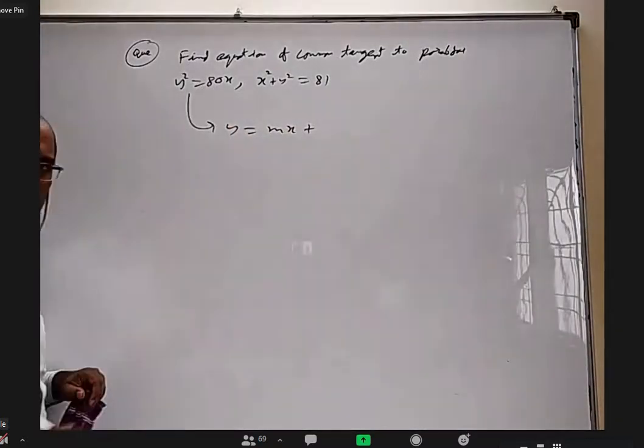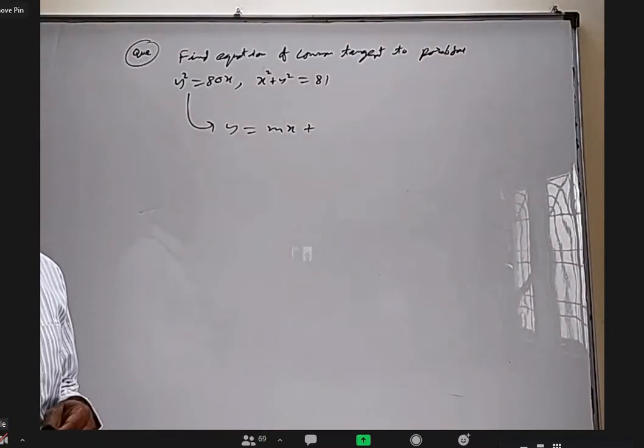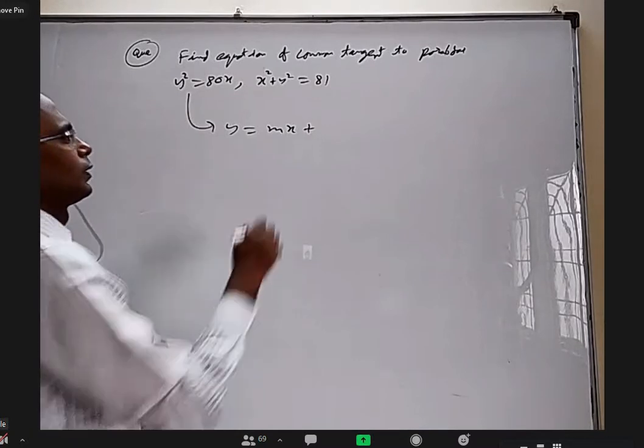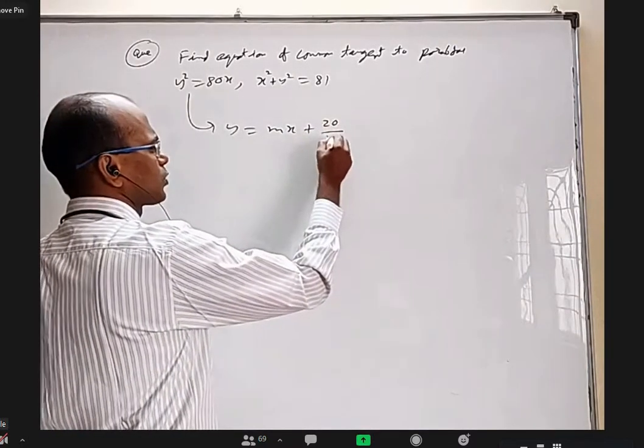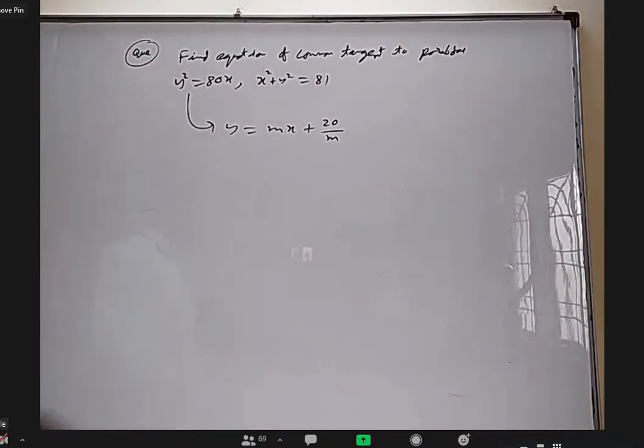And what is the value of a here? 4a is 80, so a is 20. So y equal to mx plus 20 by m is the general tangent to the parabola.